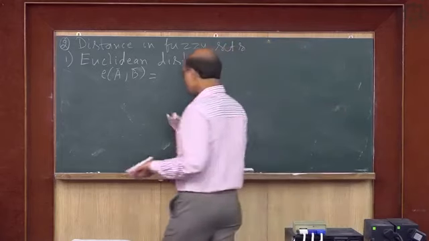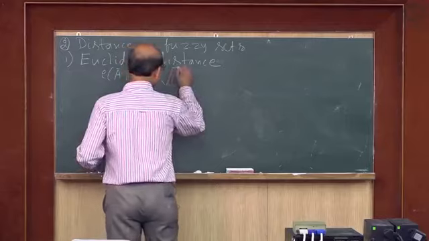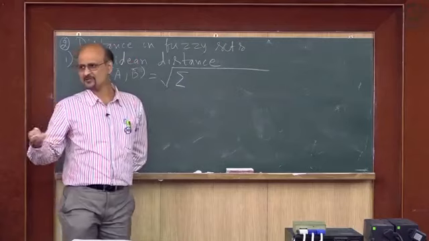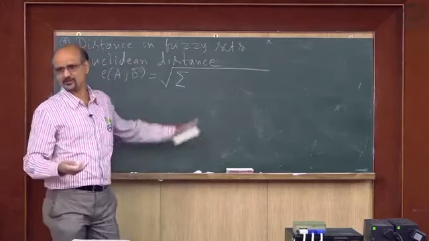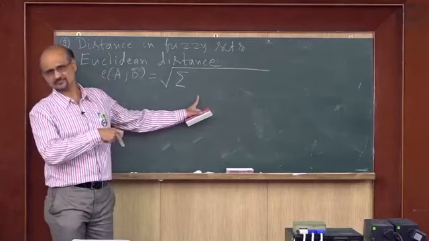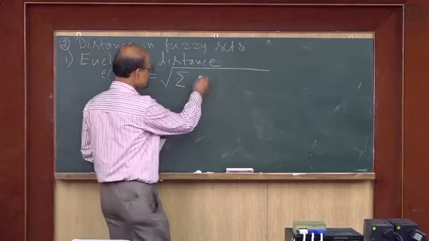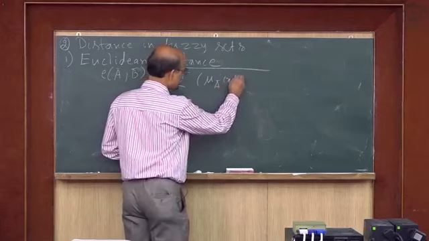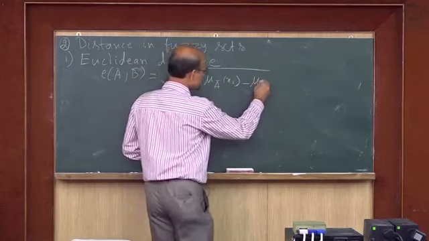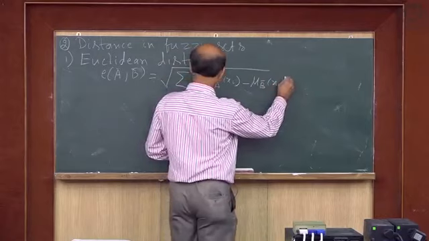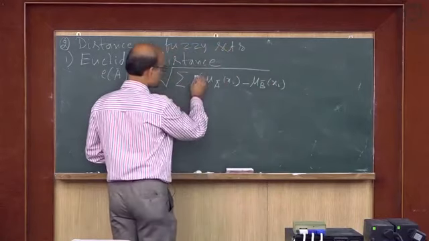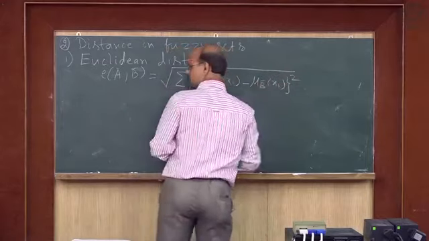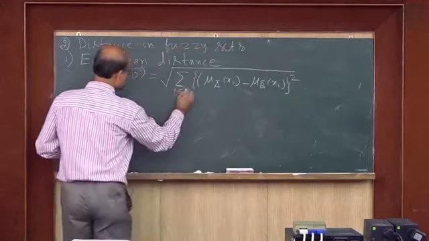Yes, or square root sigma, there you are having the elements only xi minus yi or whatever. So, here in terms of membership function, summation of mu a bar xi minus mu b bar xi, and this whole square, and this will be i is equal to 1 to n.